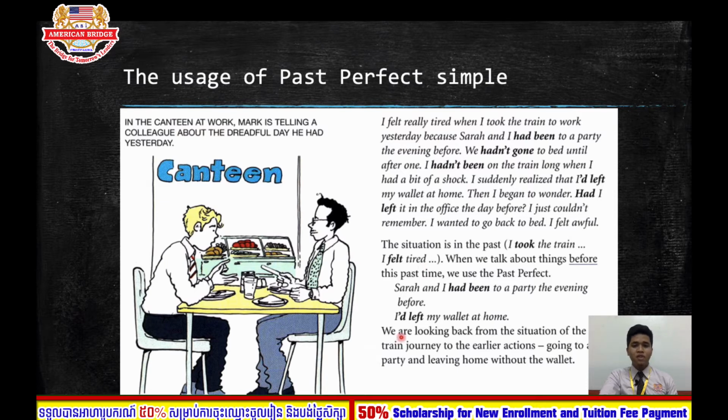So here, we are looking back from the situation of the train journey to the earlier action, going to a party and leaving home without the wallet. So this is the main idea of past perfect simple. Generally, you will see the usage much clearer if we write it with two sets of tenses. We have past perfect simple along with the past simple. Okay, very good. Now let's move on to the past perfect continuous.